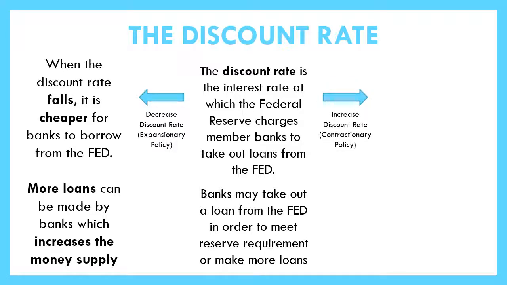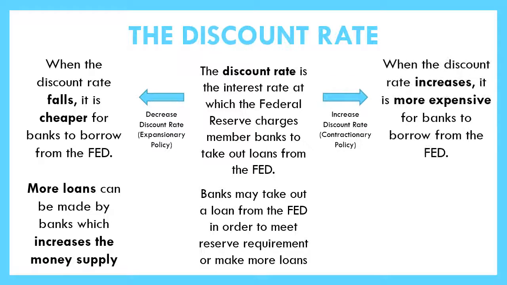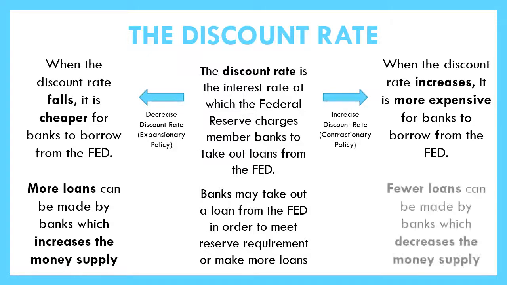Now, if they increase the discount rate, which is a contractionary policy, it becomes more expensive for banks to borrow money from the Federal Reserve. And as it becomes more expensive to borrow money from the Federal Reserve, banks are less willing and able to take out those loans, meaning fewer loans are going to be made by the banks, decreasing our money supply. So again, decreasing the discount rate is an expansionary policy. It expands our money supply. Increasing the discount rate is contractionary. It decreases our money supply.